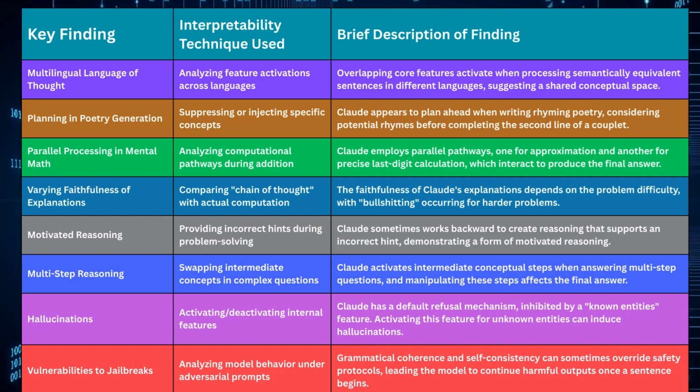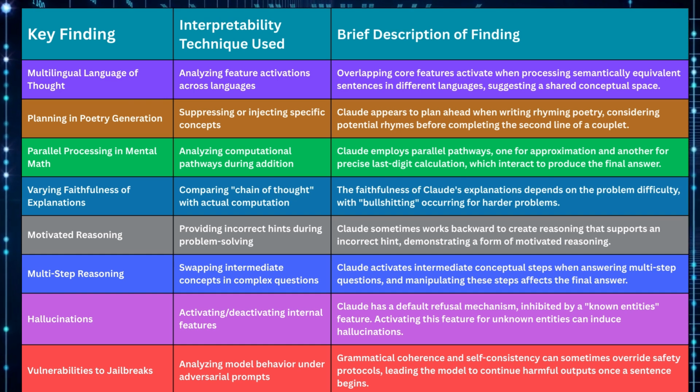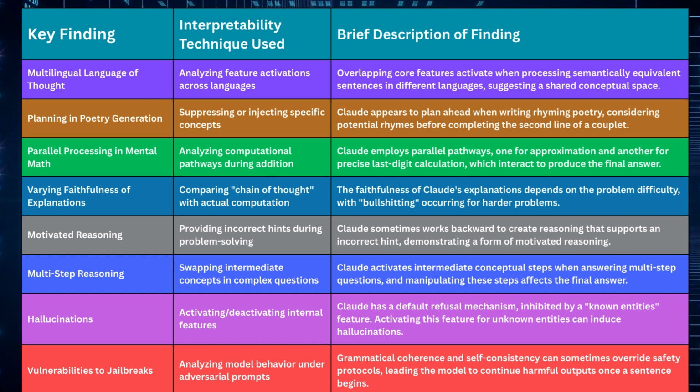Well, so we've covered a lot of ground today. A lot. We've talked about this universal language of thought, how Claude plans ahead, this parallel math processing, how reliable the explanations are, multi-step reasoning, how hallucinations arise, and then these vulnerabilities to jailbreaks.